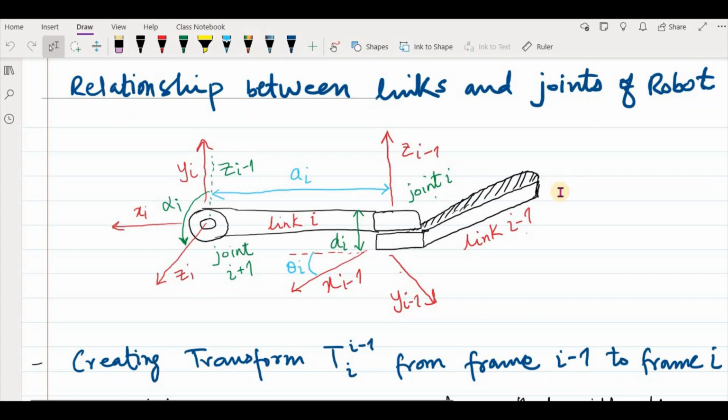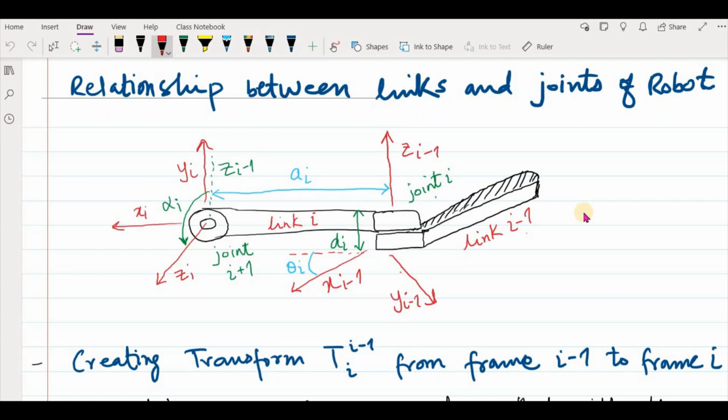So it describes the relationship between links and joints of the robot. Imagine this is a two-link robot. This is the previous link, and then this link. This is a link which is called link i-1, and here we have a joint which is a revolute joint, and it rotates like this. It rotates along this z i-1 axis.